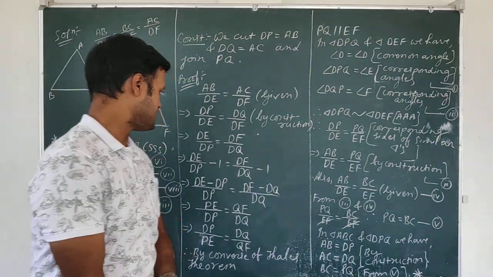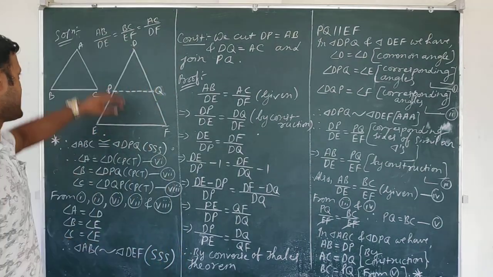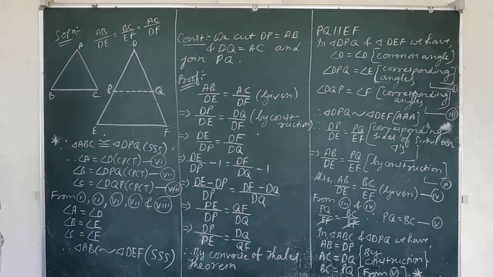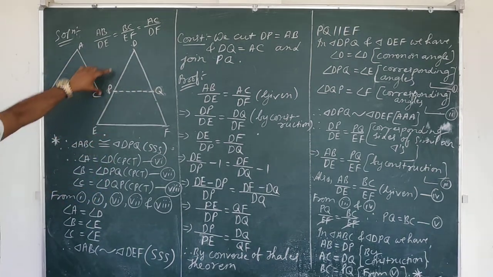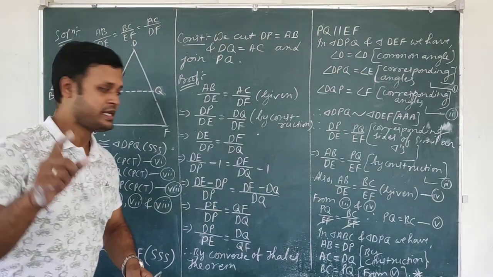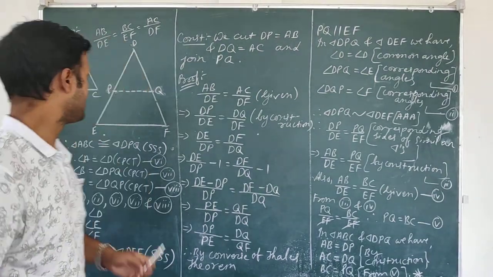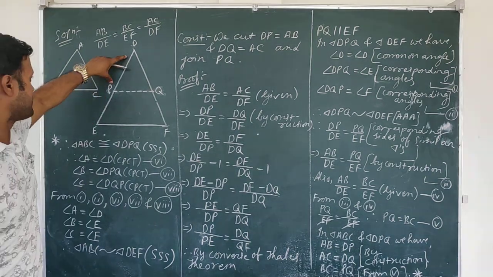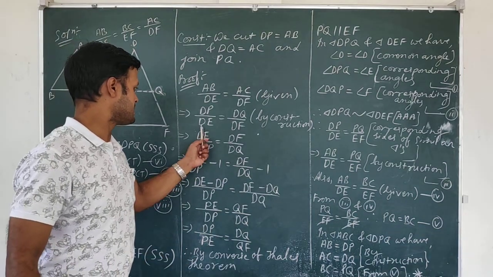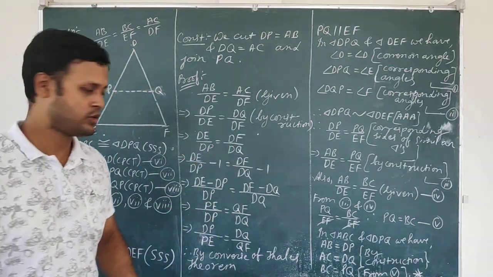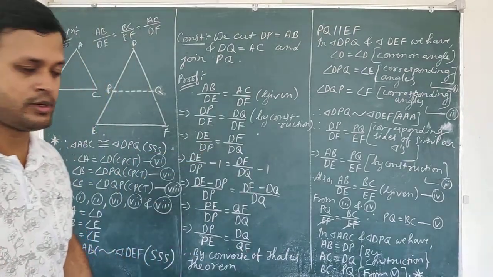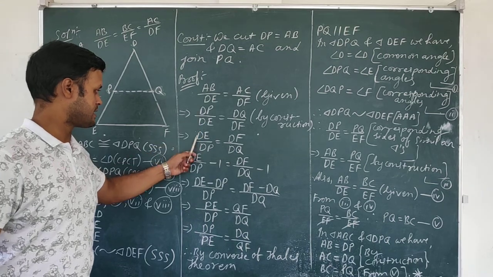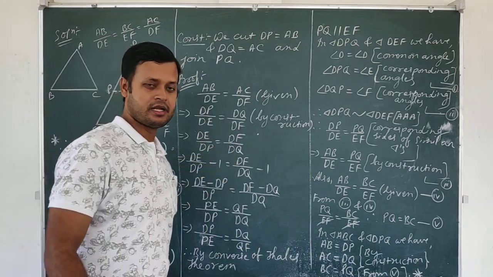We don't need this. What we actually need is DP by PE is equal to DQ by QF. We need DP by PE, but we got DP by DE. So we will change this DE and DF. On both sides we will reverse. So this side, if I reverse, I will get DE by DP. This side, if I reverse, I will get DF by DQ.